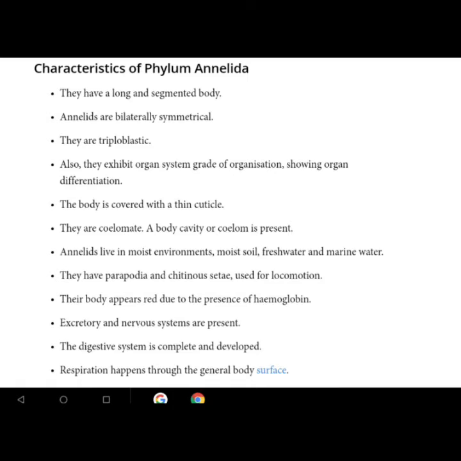They have parapodia and chitinous setae, which can be used for locomotion. The body appears red due to the presence of hemoglobin. Excretory and nervous system are present. Digestive system is complete and developed. Respiration happens through the general body surface. These invertebrates have a true closed circulatory system. Sexes may be separate or united. When it is together, they are called hermaphrodite. Fertilization can be internal or external.